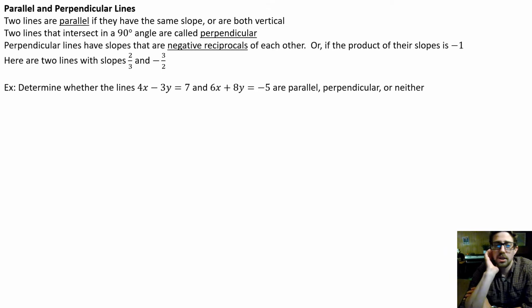Okay, so here's the kind of thing I could expect you to do. Determine whether the lines 4x minus 3y equals 7 and 6x plus 8y equals -5 are parallel, perpendicular, or neither. So the only piece of information we need to figure this out is the line slope. But we don't have it because the lines are in standard form. So the easiest way to get their slope is just to put them in slope-intercept form by solving them both for y.